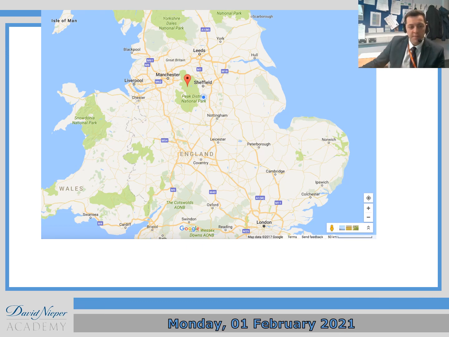I'd like you to describe the location of Edale using compass directions, and then I'd also like you to suggest why it was a practical study location. So remember, the location is the general area, the site is the actual places where we stopped along the river. So for this, we're just thinking about the location. So where is Edale, the village where the river begins, and why is it a practical location for us at David Nieper Academy?